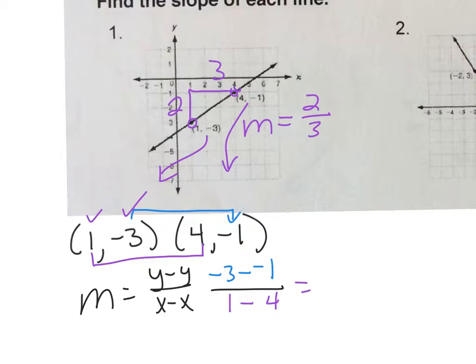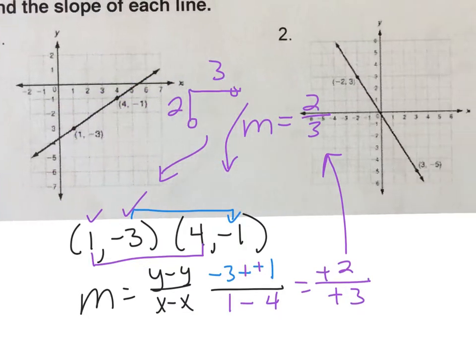Now, negative 3 minus a negative 1 is plus plus, so that gives me negative 2. And 1 minus 4 is negative 3. But you have a negative over a negative, so that is actually a positive. And if you notice, it's the same slope as the one we got doing rise over run. Alright, so let's take a look at one of these other two problems.